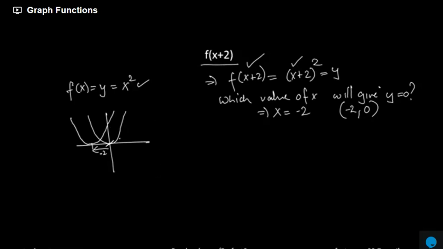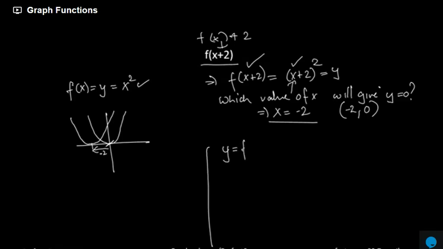I'm going to repeat once again. If y is equal to f of x and I say f of x plus 2, now you tell me which value of x gives y equal to 0. That is x equal to -2. That means the graph is going to shift left by 2 units.